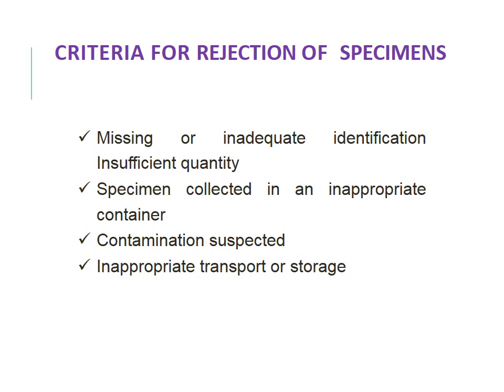And the next one is a specimen collected in an inappropriate container. For example, if we are going for any microbiological analysis, the sample should be collected in a sterile container. If the container is not a sterile one, then it is a mere waste. And if any contamination is suspected, that sample has to be rejected. And another thing is if it is stored inappropriately, or if it is transported inappropriately without any triple packaging system, we can reject those specimens.